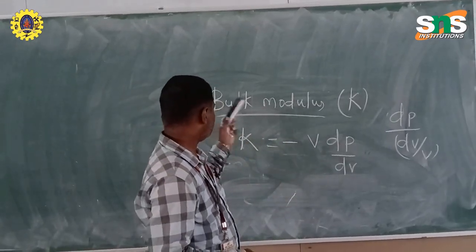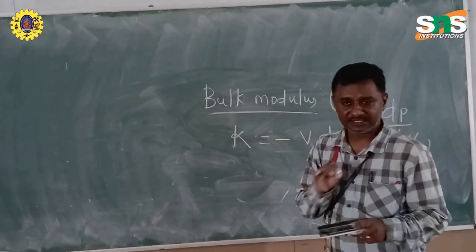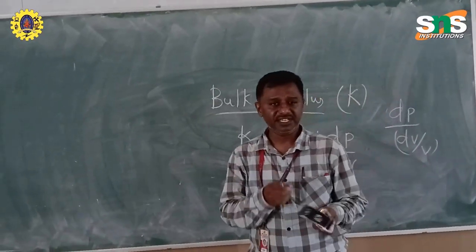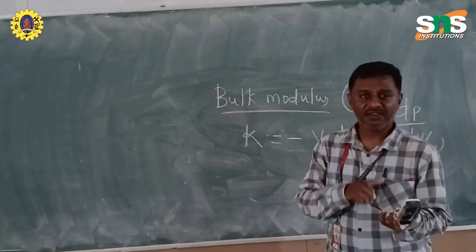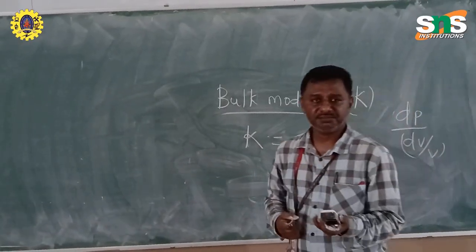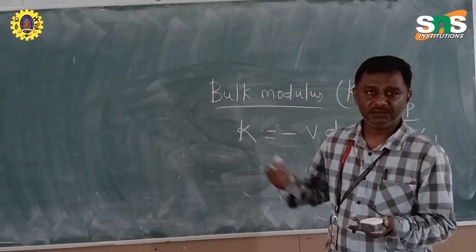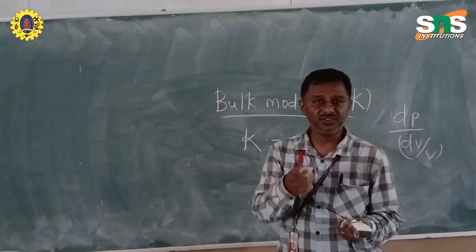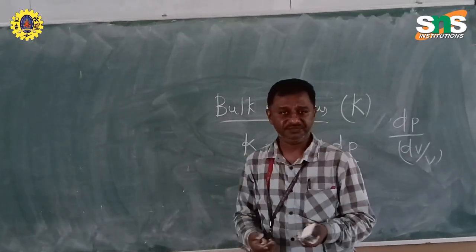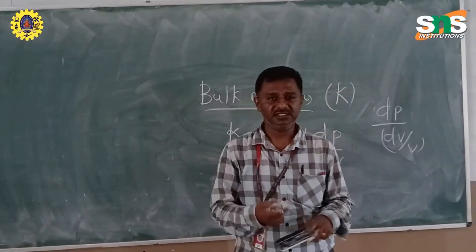So, to summarize this class, what we have learned: what is strain, what is stress, and the different types of strain, that is simple or longitudinal strain, lateral strain, volumetric strain, and bulk modulus. Then Hooke's law also we have studied here. We will have another important topic in the next class.